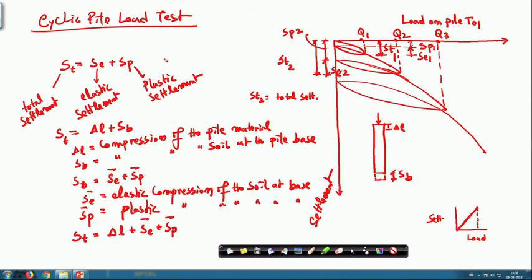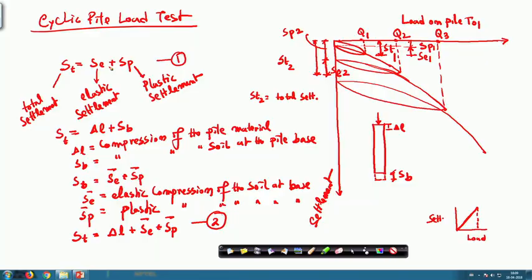Okay. So, this is my first equation, equation number 1, this is equation number 2. Okay, this is the total elastic settlement including the pile. So, what is the difference between SE and SE bar? SE bar is the elastic settlement of the soil only and SE is the elastic settlement of the soil and pile material. SP is the plastic settlement of soil and pile material and SP bar is the plastic settlement of soil only.